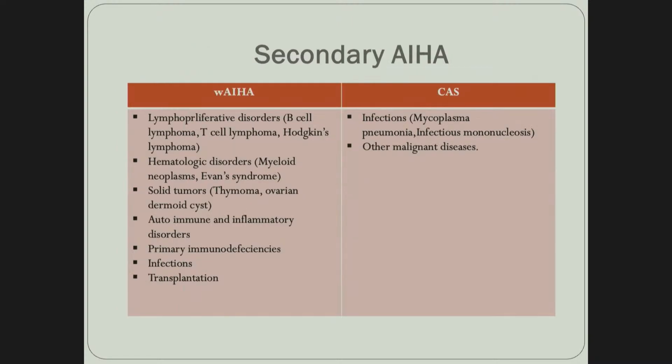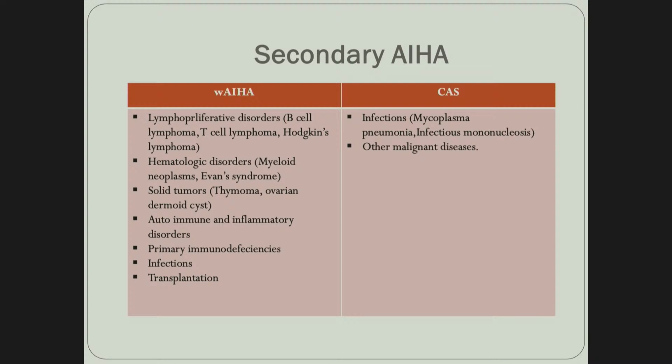Further, this is secondary autoimmune hemolytic anemia. The causes in warm autoimmune hemolytic anemia include underlying conditions like lymphoproliferative disorders, hematological disorders, solid tumors, autoimmune and inflammatory disorders like SLE, primary immunodeficiency syndromes, APLA, infections, EBV, CMV infections, transplantation. Even recent COVID infections have also caused warm autoimmune hemolytic anemia.